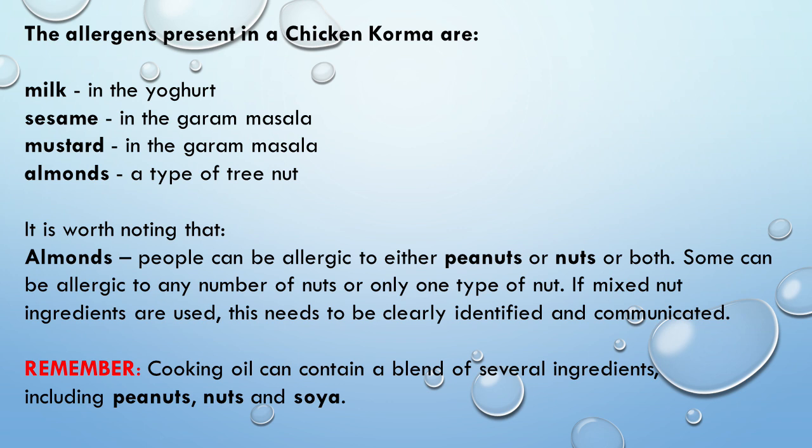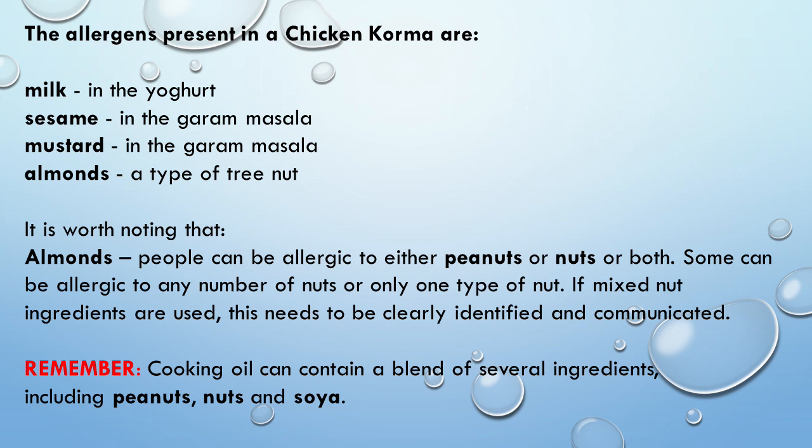So it is worth noting that people can be allergic to either peanut or nut or both. Some can be allergic to any number of nuts or only one type of nut if mixed nut ingredients are used. Now, this needs to be clearly identified and communicated to your customers. You've got to remember that cooking oil can contain a blend of several ingredients, including peanut and soya.